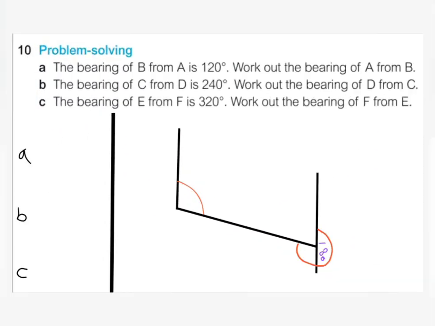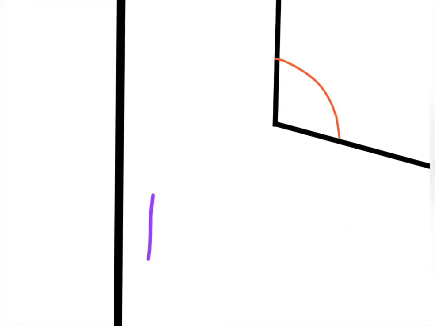Now, let's take a look at the question. We said that the bearing of B from A is 120. Work out the bearing of A from B. Now, they said 120. Is it bigger than or smaller than 180? Very good, it's smaller. So it should be here. So any angles less than 180 should be here.